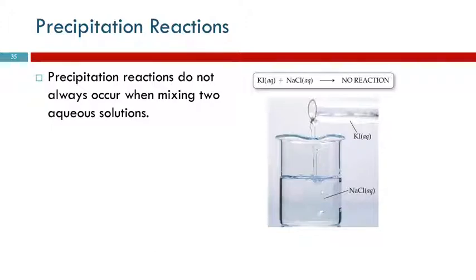Precipitation reactions don't always happen. You can't just mix any old aqueous solutions and get a precipitate. If you mix potassium iodide and sodium chloride, you've got a clear liquid and a clear liquid, you mix them together, there is no chemical reaction. There's a physical change because now they're mixed together, but we didn't see a color change, there was no heat or light, there wasn't a solid forming, there wasn't a gas forming. It just mixed. It's not a chemical reaction.